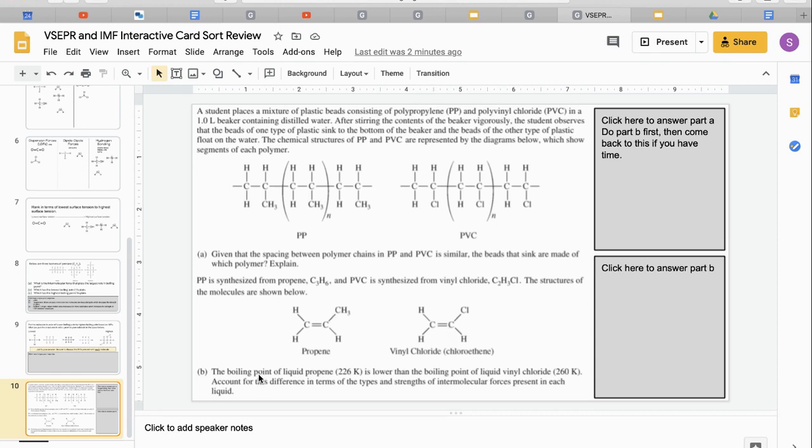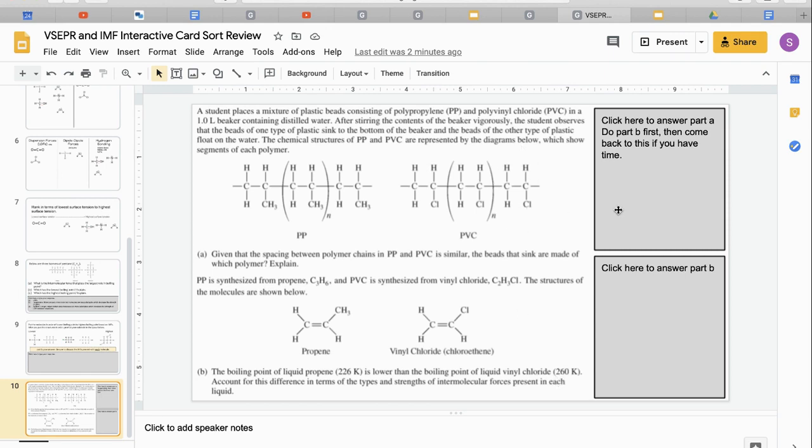Finally, for part B, you have to justify why these boiling points are different. Again, list the IMFs. So in the first, propene is nonpolar, so it only has LDFs. Vinyl chloride is polar, so it has LDFs and dipole-dipole forces. Therefore, we would expect that propene's boiling point is lower because it has weaker intermolecular forces. It only has LDFs, whereas vinyl chloride has stronger IMFs because it includes LDFs and dipole-dipole forces, so its boiling point is higher.